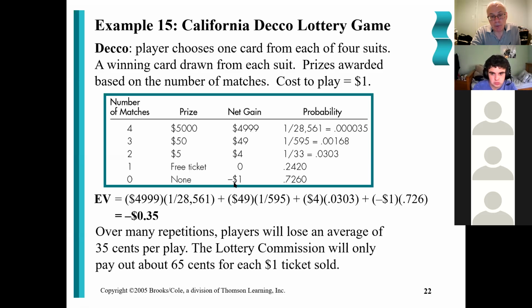All right. Now, here are the probabilities for each of these possibilities. Notice the probability is much lower for the $5,000 prize, and a fairly low one for $50, and one that's a little larger probability, but still pretty low, is the $5 one. Here's the probability of getting a free ticket. Almost 24% of the people will get a free ticket. And then most of the people, over 70%, 72.6% to be exact, don't win anything.